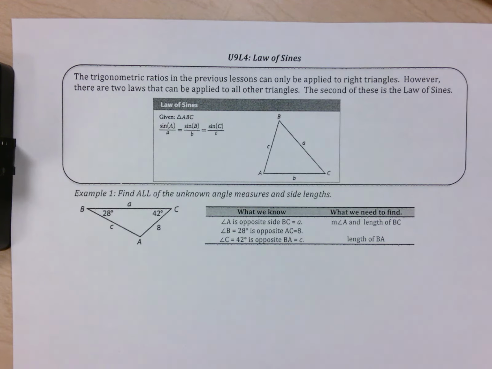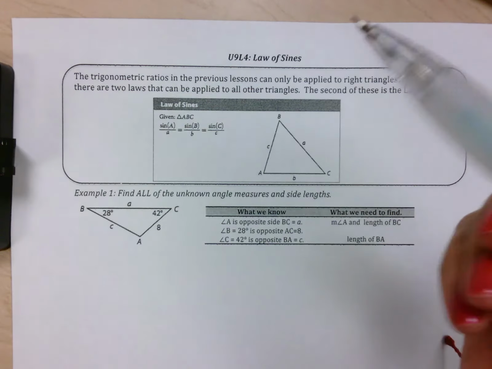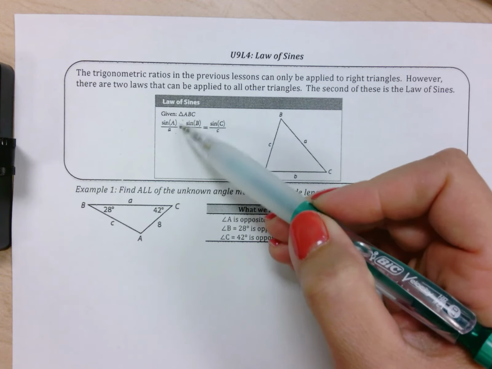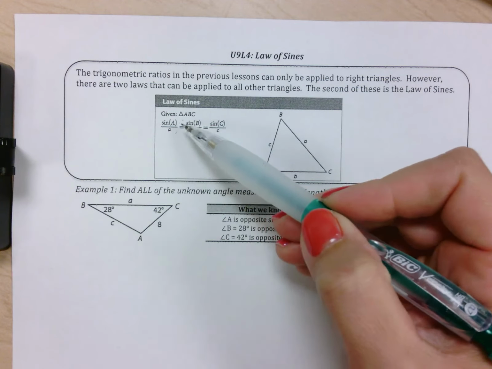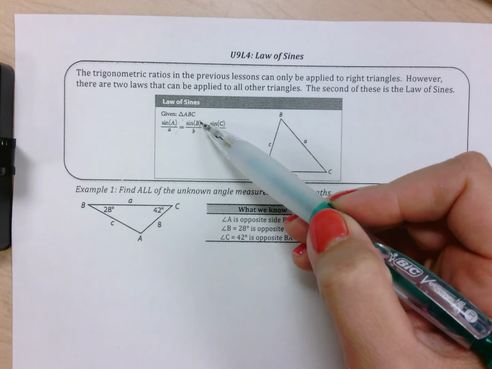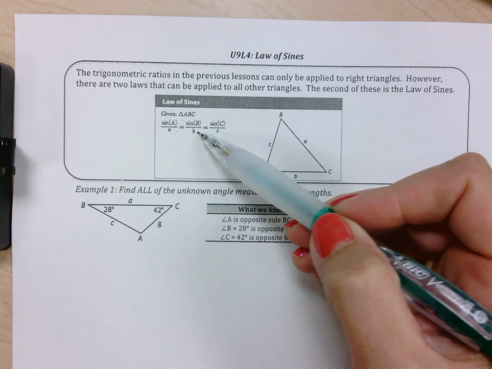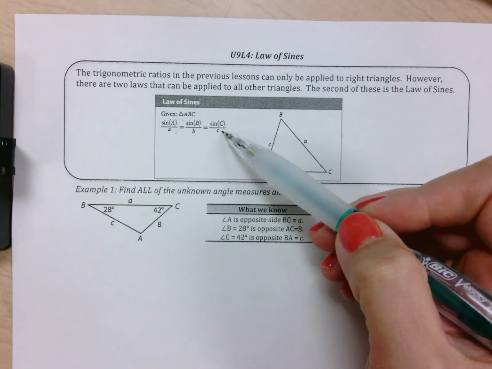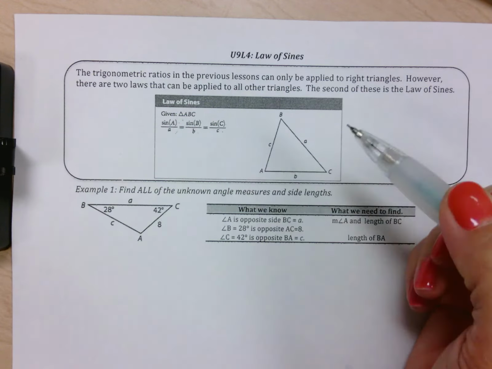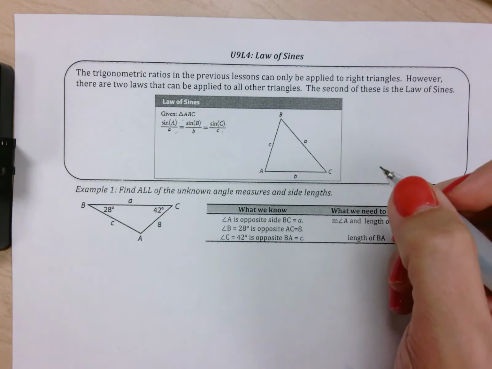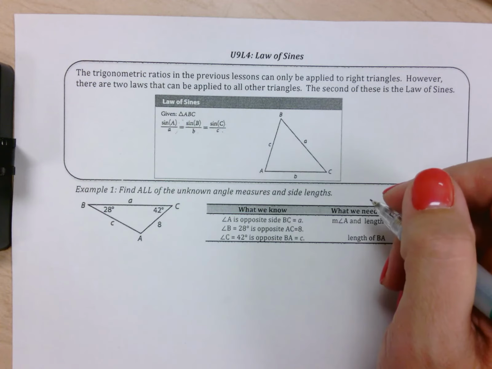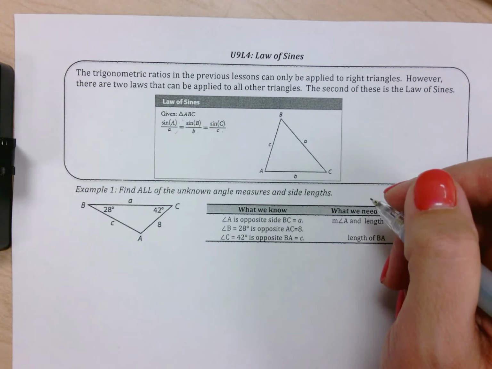The law of sines simply says that the ratio of the sine of an angle over its opposite side is equal to the sine of another angle over its opposite side, which is also equal to the sine of an angle over its opposite side. So we're going to use those opposite sides again in this lesson, but we're just going to set up ratios instead of having to use a long formula and plug everything into that formula.